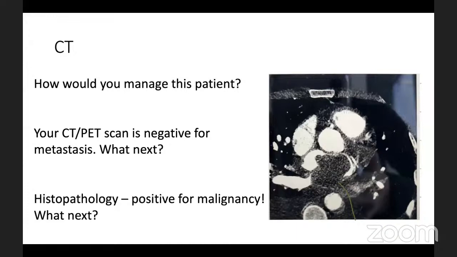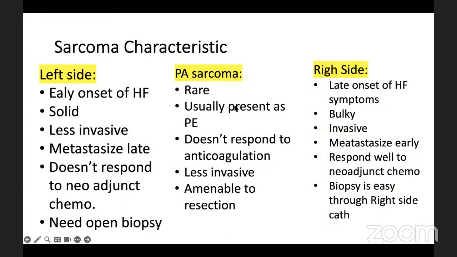Okay, so I just have a slide here. It's not working. Okay, so sarcoma characteristics. We know the most common primary malignant tumor in the heart is sarcoma. There are different characteristics of left side sarcoma, which presents in the left atrium or left ventricle, versus right side sarcoma, which is in the right atrium or right ventricle. Most commonly, it's on the right side. And if a mass is on the left side, for example in the left atrium, one of the differential diagnoses will be a regular myxoma.